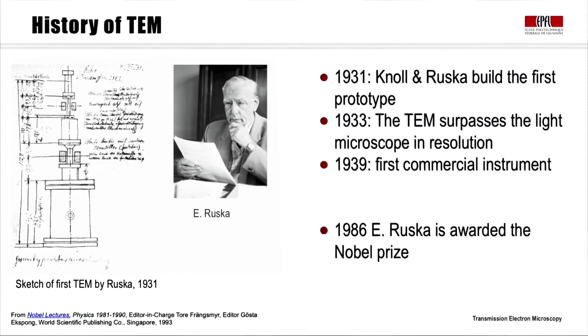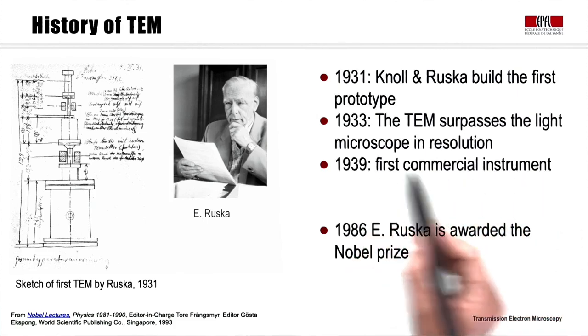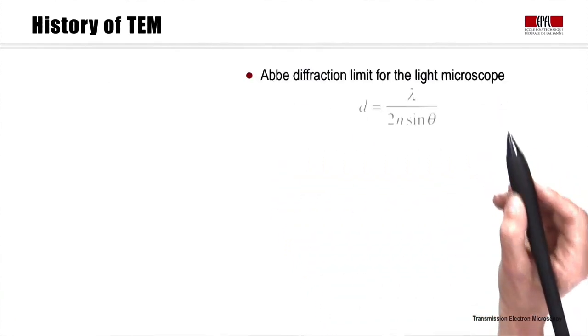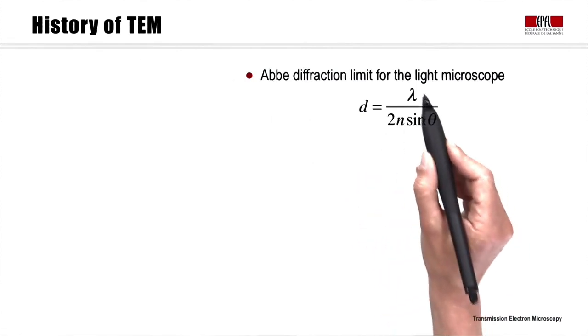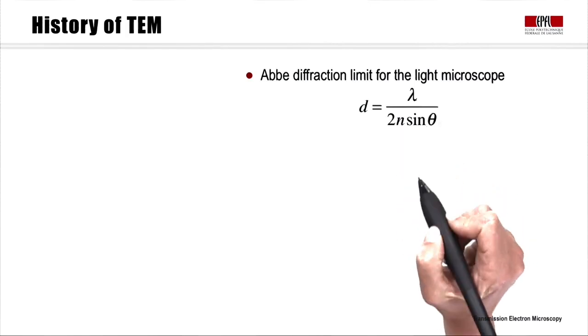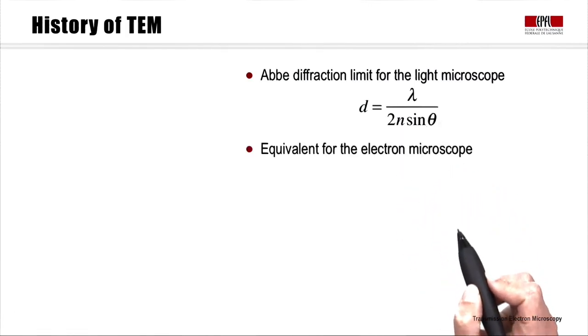About the Nobel lecture, I really recommend that you have a read of the Nobel lecture by Ernst Ruska, because it's both very entertaining and very instructive on how this instrument was imagined, developed, built, and all the interaction between engineering, technique and science at that time. I said that in 1933 the TEM surpassed the light microscope in resolution. Why is it so? How can we explain this?